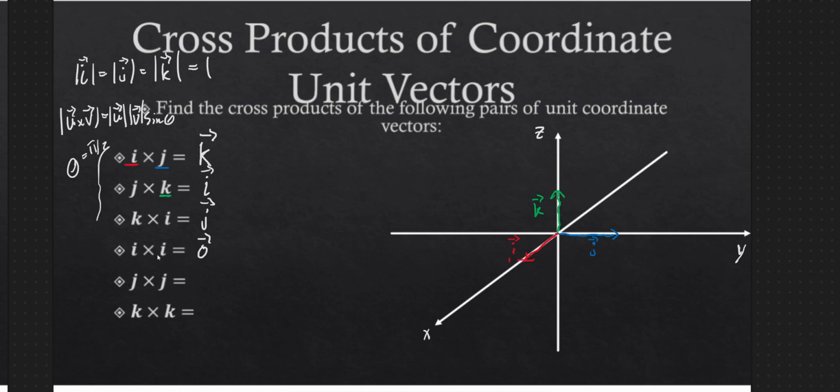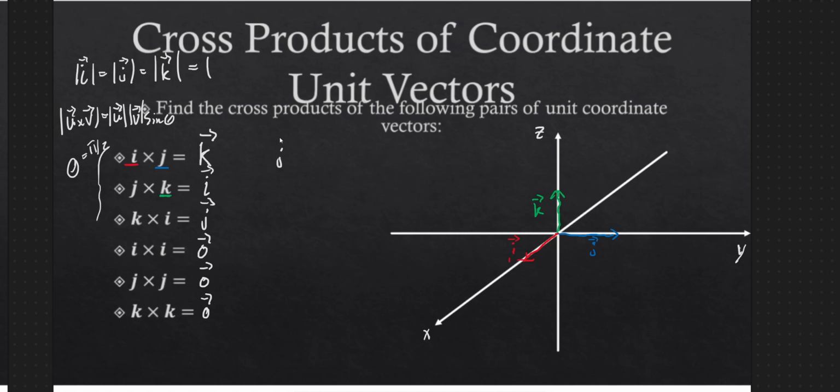Another way to think of this, remember we talked about if the two vectors are parallel, then the parallelogram formed between them has no area, and so the magnitude would be 0, and so we must be dealing with the 0 vector. Same thing for J cross J. These are parallel to each other, so it's the 0 vector, and same thing for K cross K. And so that's all the combinations, but remember we have different orders.